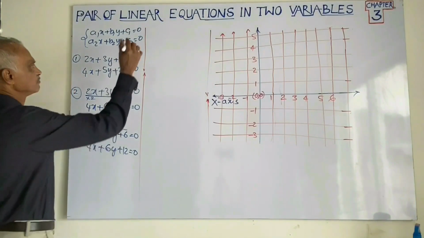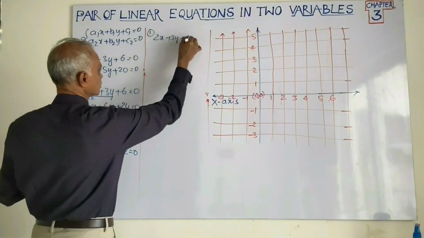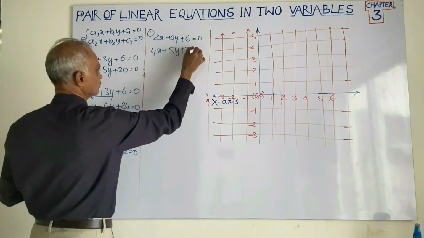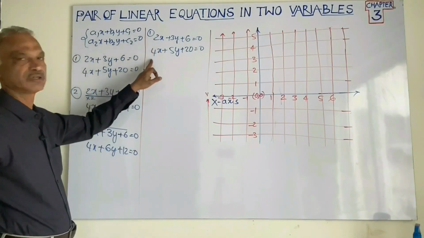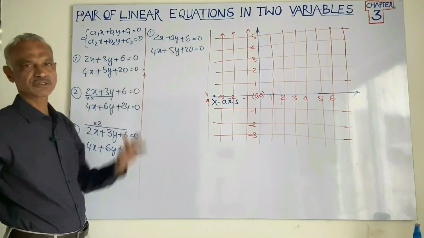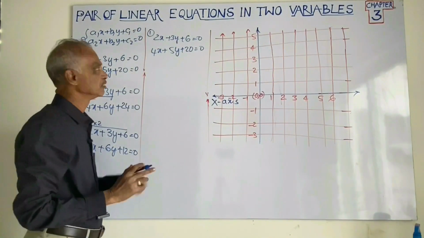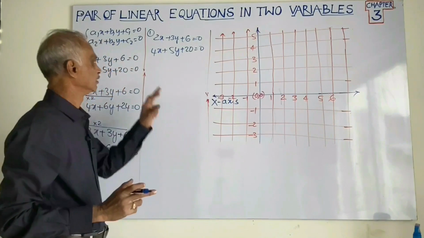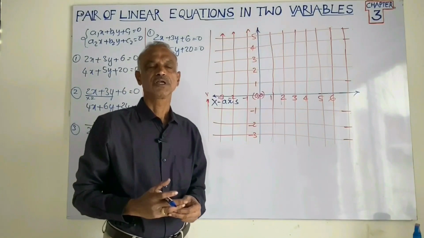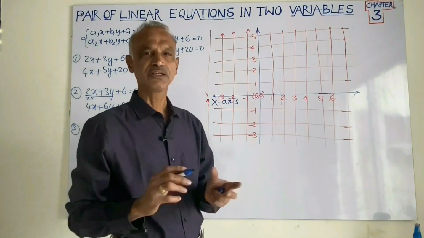Now first I will take this example. First 2x plus 3y plus 6 is equal to 0 and 4x plus 5y plus 20 is equal to 0. Here you see a1 is not equal to a2 and b1 is not equal to b2. c1 is not equal to c2 also. Now I will draw these two linear equations, pair of linear equations, in graph. You see, first how to draw the graph. If you want to draw a straight line, how many points do you need? You need only 2 points.